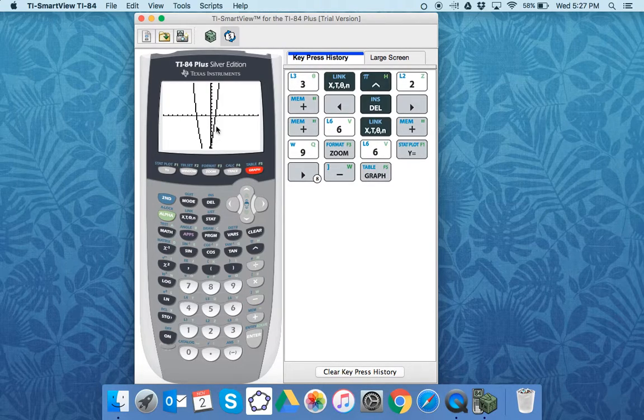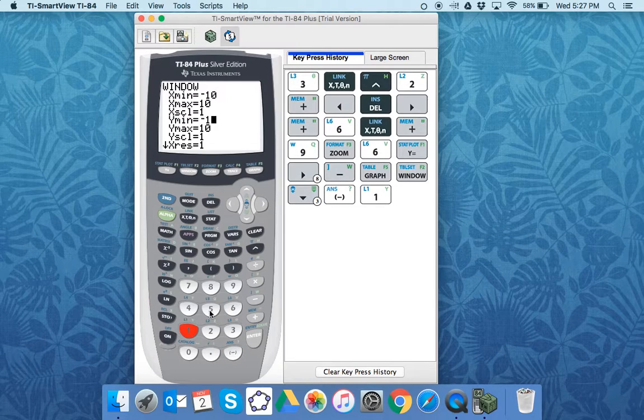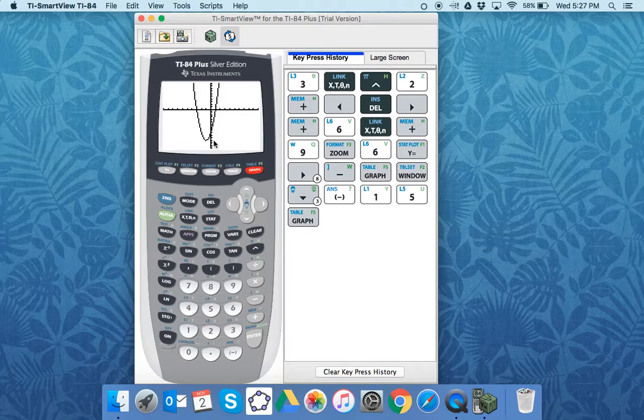Okay, that's better. I can see my x-intercepts, but I can't see my vertex, so I am going to go to my window now, and standard is negative 10, 10, negative 10, 10. Looks like my y min, I'm going to make a negative 15. There we go.